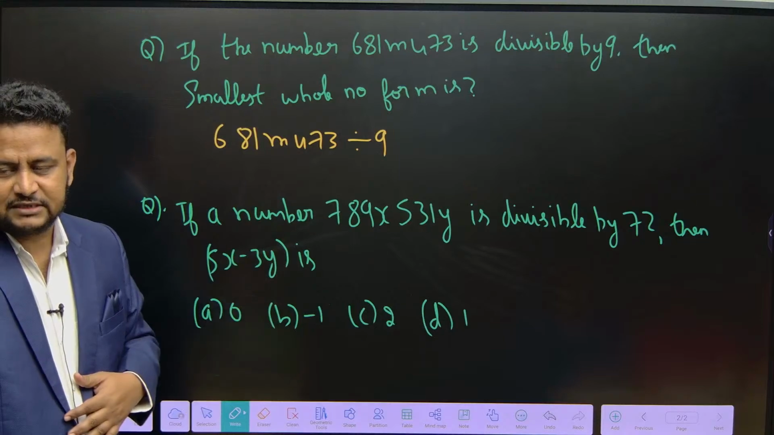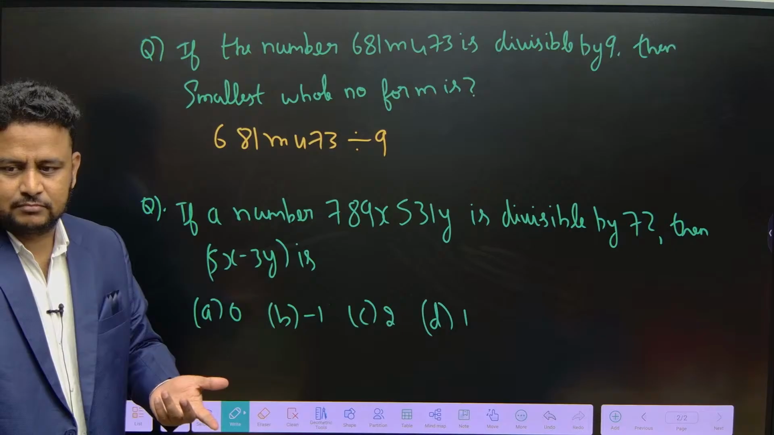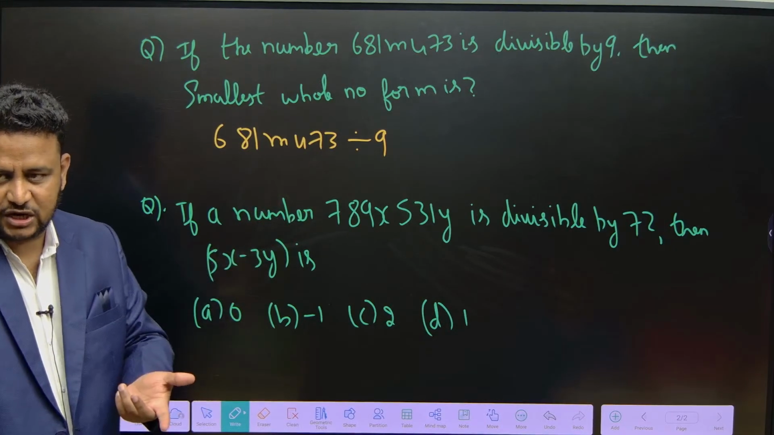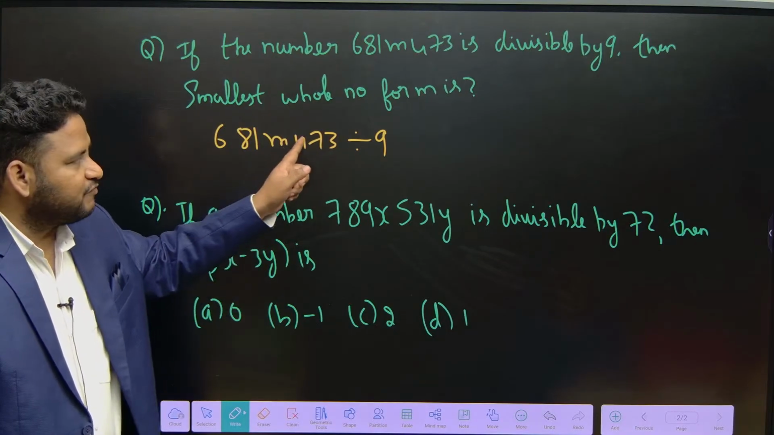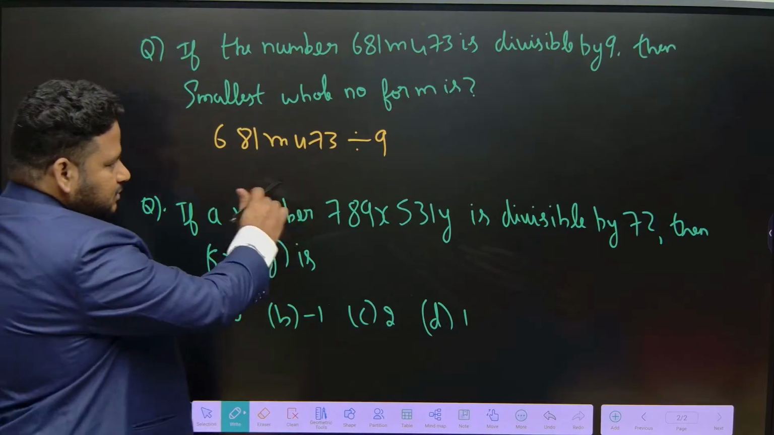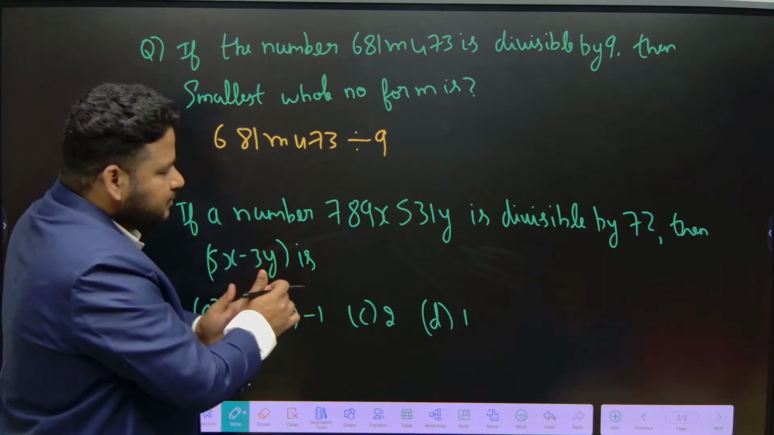Whole number means it can include 0 also. If they ask smallest integer, then it can be anything. It can be a negative value also. If they ask smallest natural number, it should start from 1. They are telling the smallest whole number for M is what? Okay, now listen to this carefully. To be divisible by 9, the sum of the digits should be divisible by 9. Correct now? So what I should write?